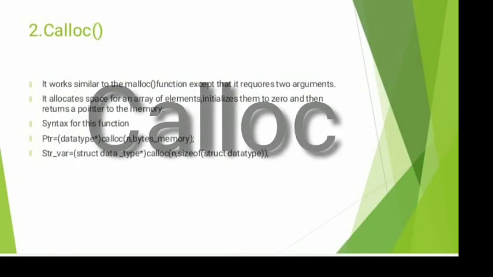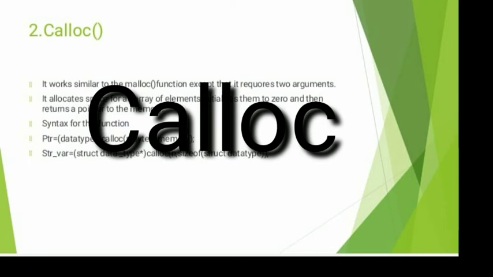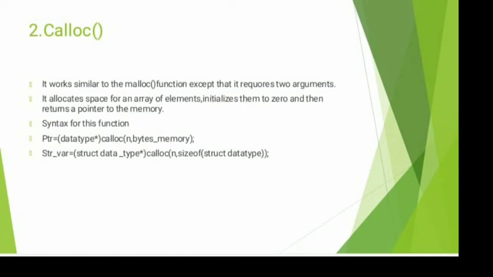Let's discuss calloc. It works similar to the malloc function except that it requires two arguments. It allocates space for an array of elements, initializes them to 0, and then returns a pointer to the memory. The syntax for this function: pointer = (data type *) calloc(n, size). For a struct variable: struct data type pointer = calloc(n, sizeof(struct type)).